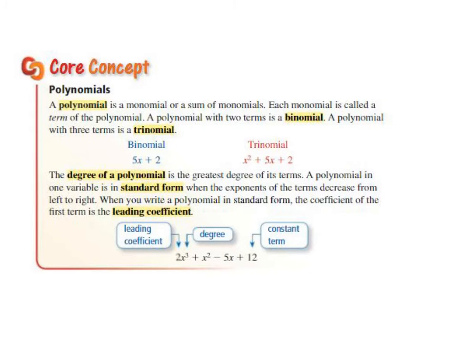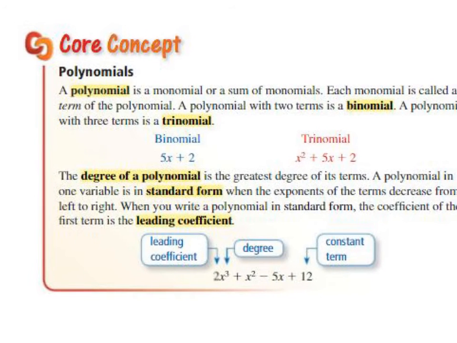So here we go. We learned about monomials yesterday. Now we are talking about polynomials. Polynomials come in different types. We have binomials, which means 2 terms. We have trinomials, which means 3 terms. The degree of a polynomial is the greatest degree of its terms. So you no longer add things together. You take the biggest one.